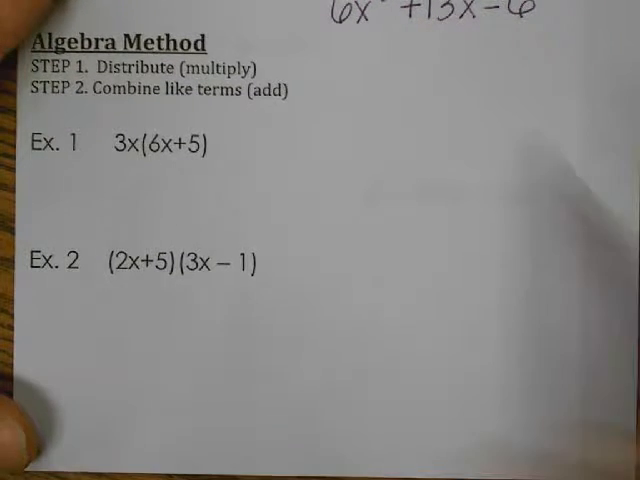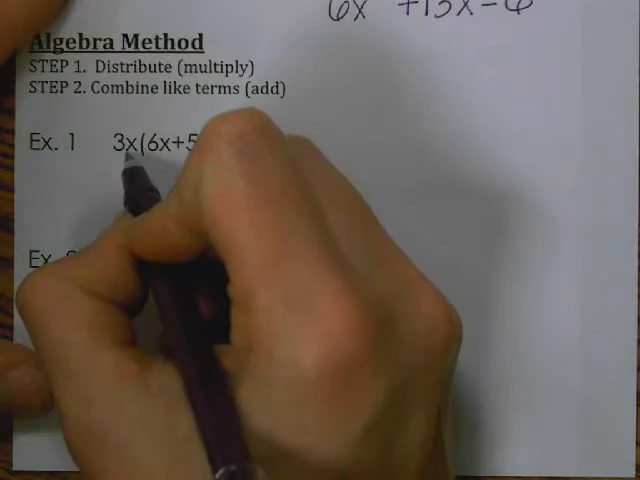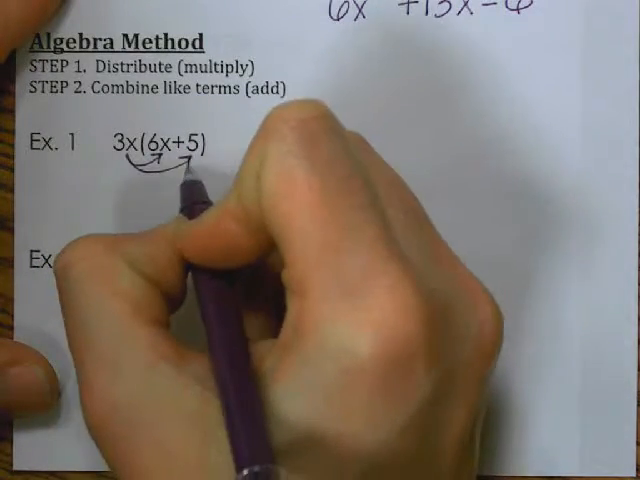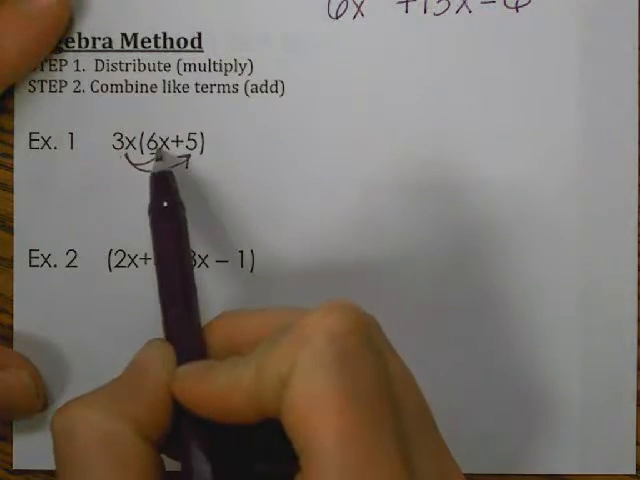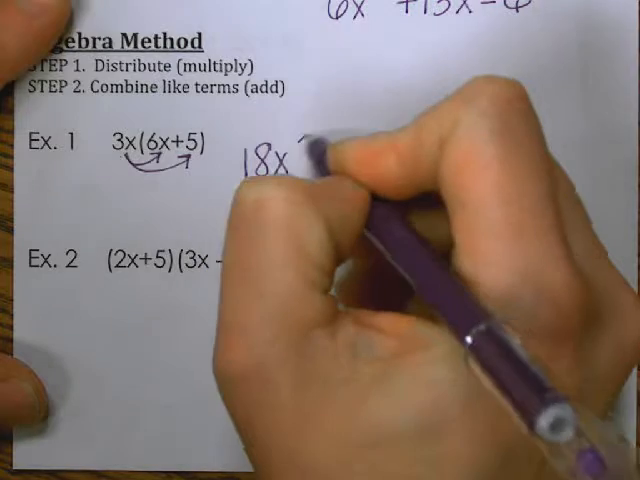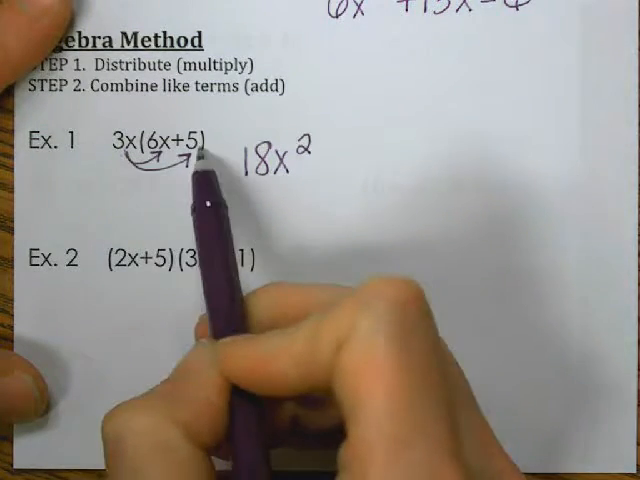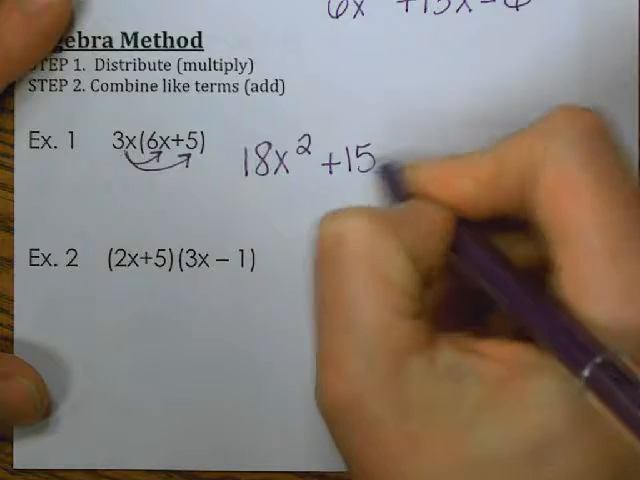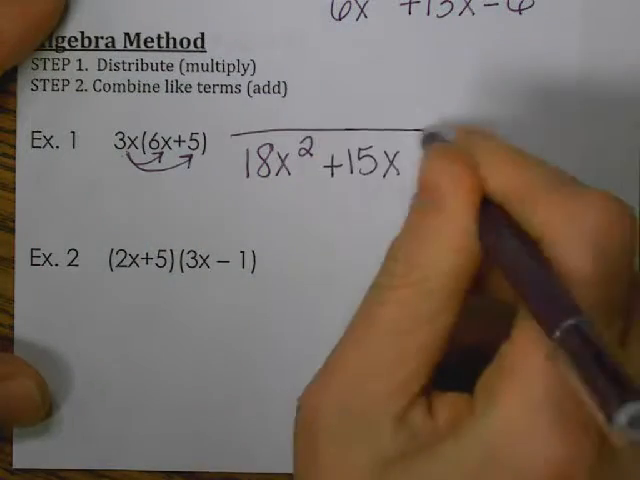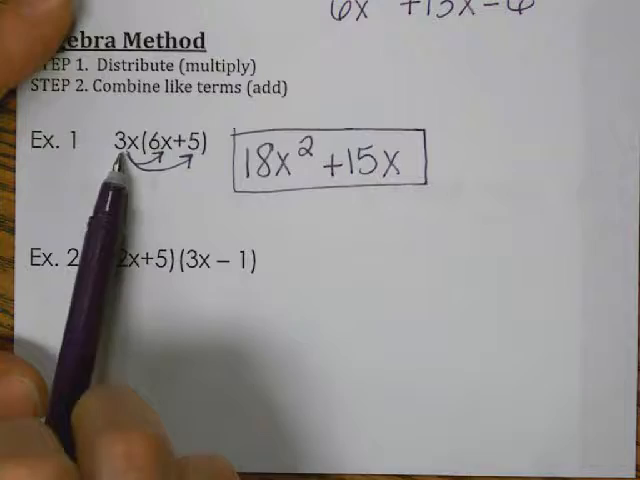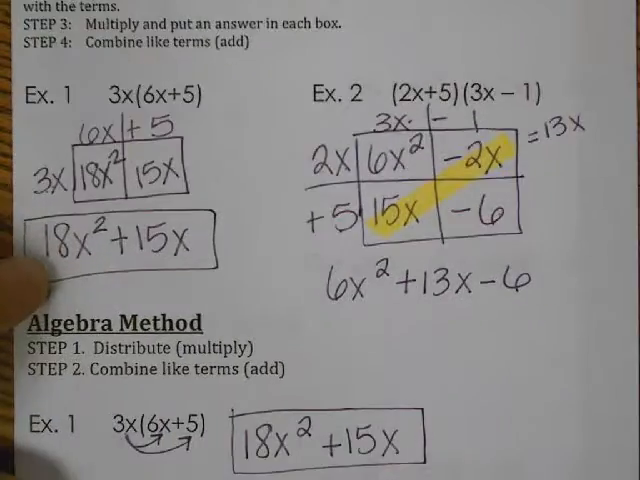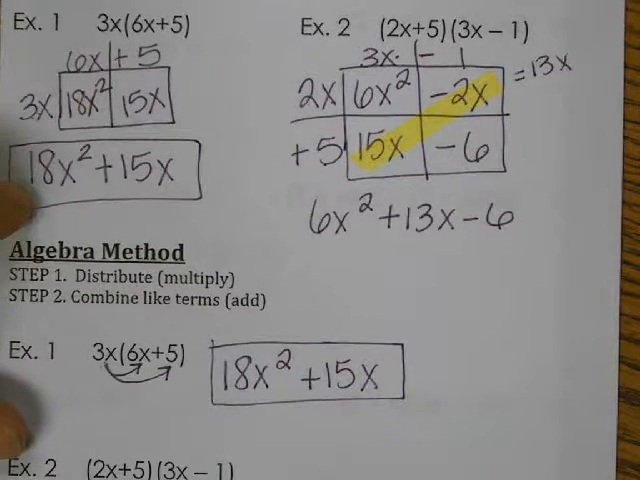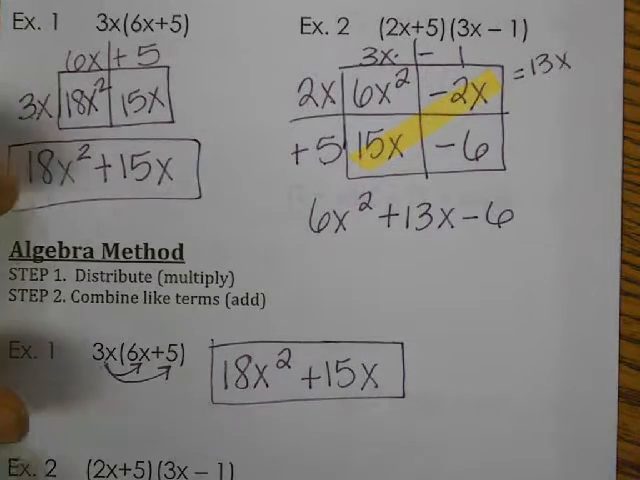Remember how we learned about when we had parentheses we needed to distribute? So for the ones that only have one term on the outside, it might be easier for you to just distribute. So 3x times 6x is 18x squared, and 3x times 5 is 15x. So it's a little bit faster if you only have one term on the outside than drawing this big old box and trying to figure it out. Okay? Now both ways get you the right answer, so it doesn't matter which way you pick. They're both going to get you the right answer.